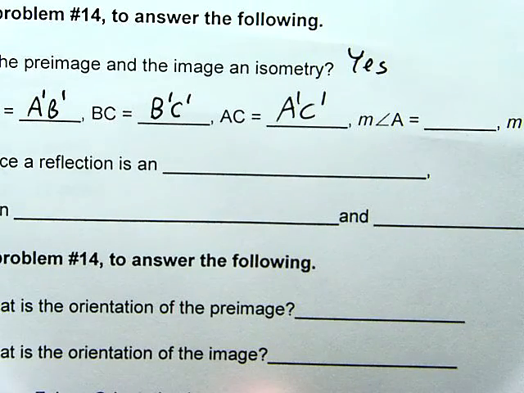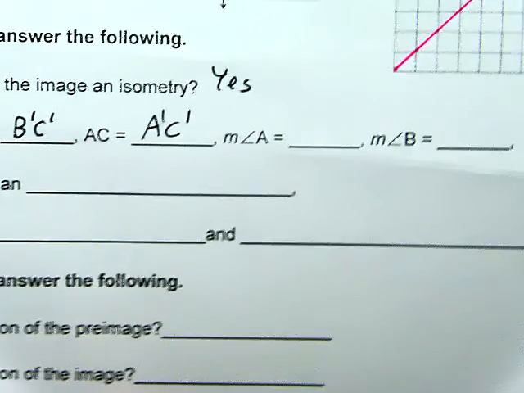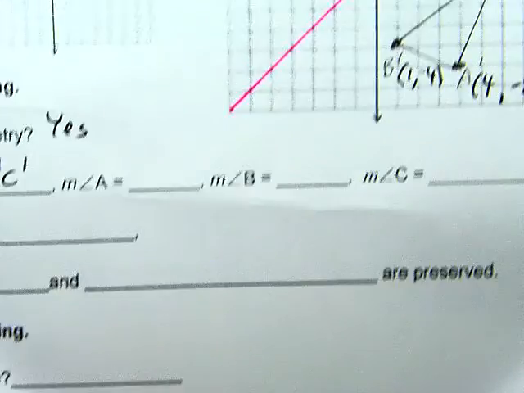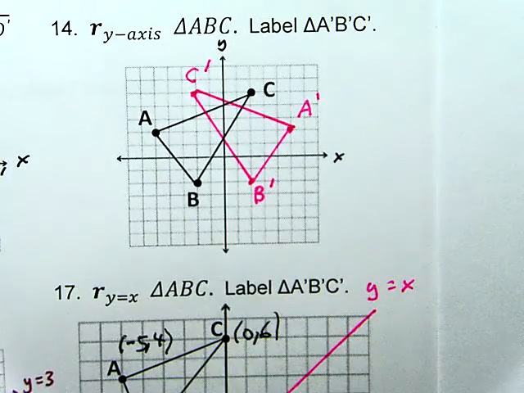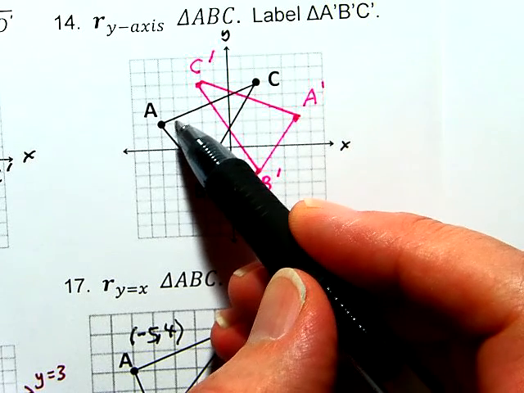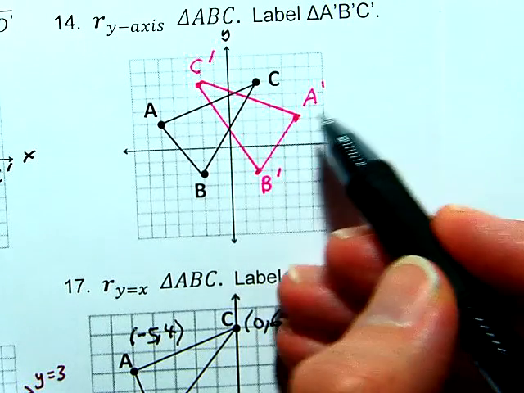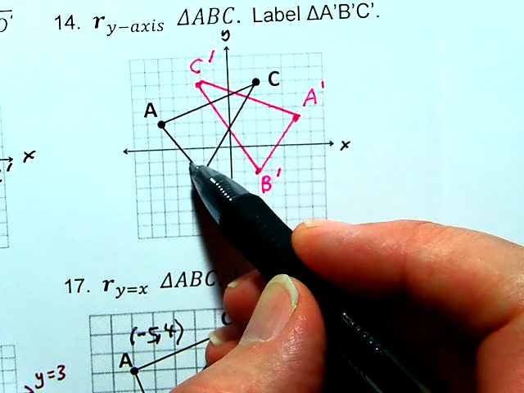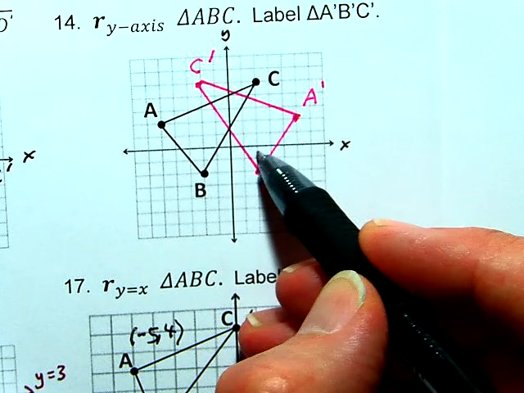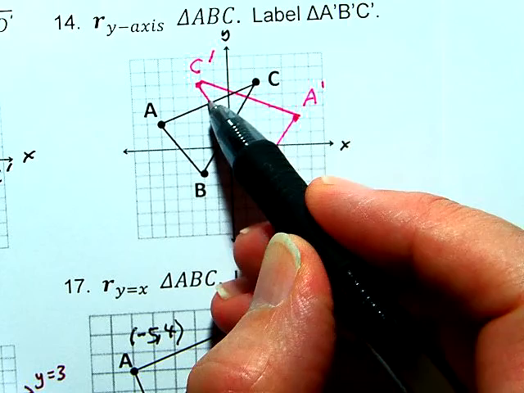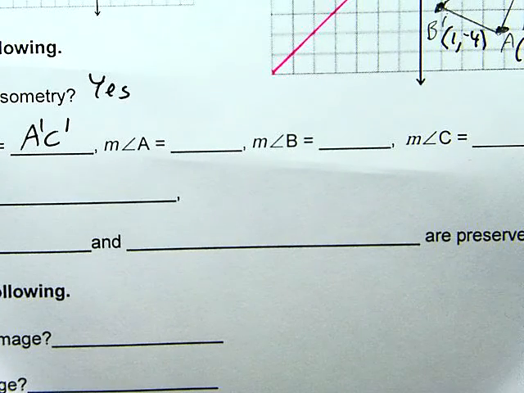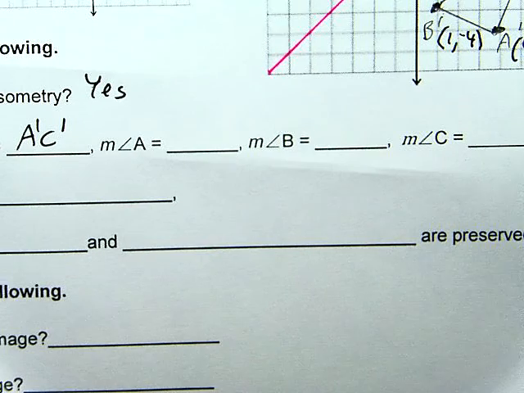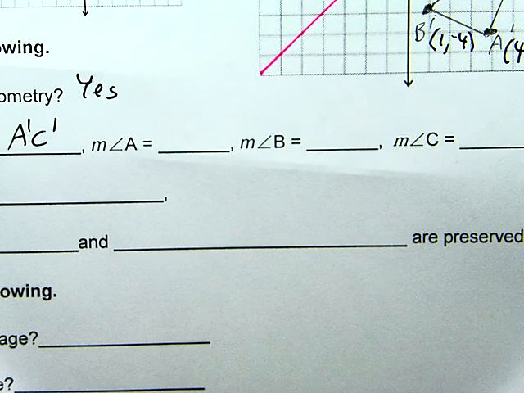So lengths are preserved. The measure of angle A, we didn't talk too much about angles in reflections, but let's take a look at this. The measure of angle A is this angle, and the measure of angle A prime is this angle. You can see these angles look the same, just as angle B looks like angle B prime, and angle C looks the same as angle C prime in terms of their measure. That's true also because we did mention that reflection is an isometry, and we talked about the fact that an isometry not only preserves lengths, but it also preserves angle measures.